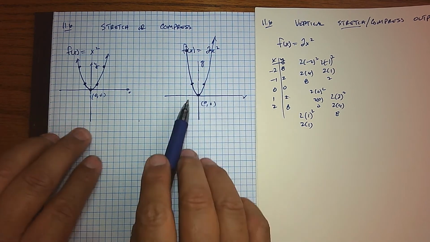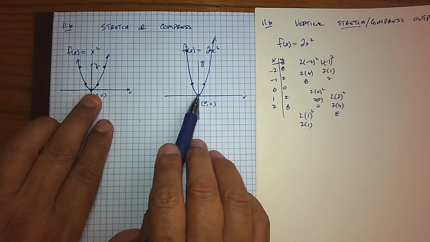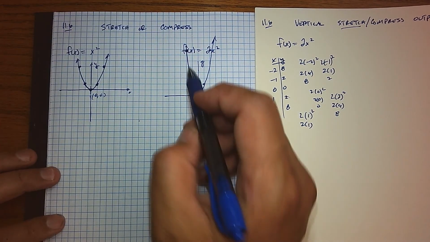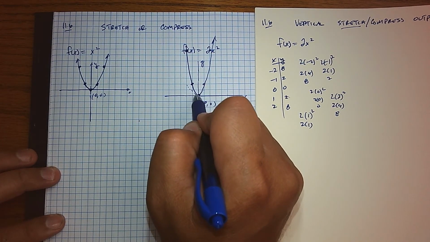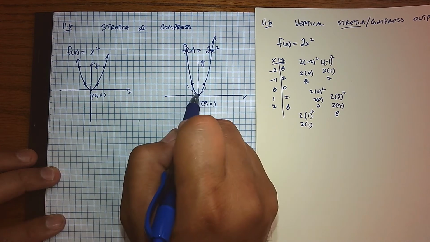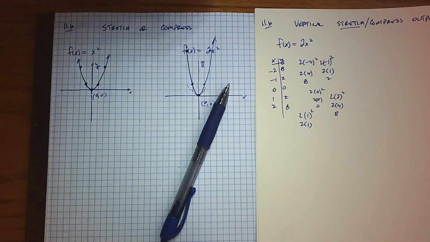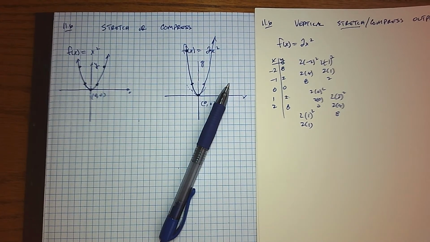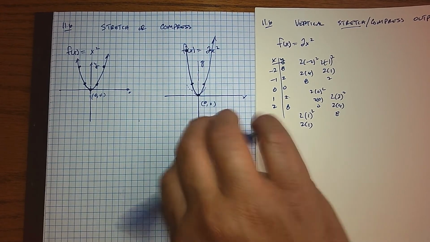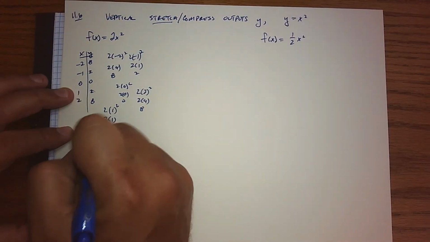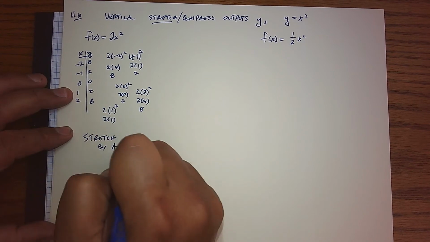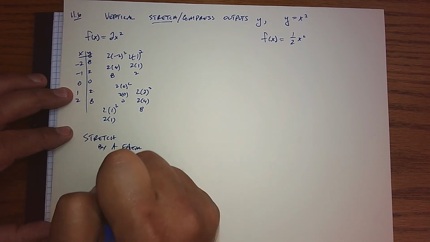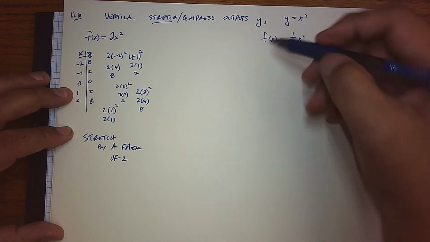But if you take a look, this graph has been stretched. As a matter of fact, in comparison, the normal graph goes through 1, 1, so it'd be out in here somewhere. So the normal graph has been stretched out vertically. So that creates a vertical stretch, and you can say by a factor of 2 if you would. So we're going to get a stretch by a factor of 2.